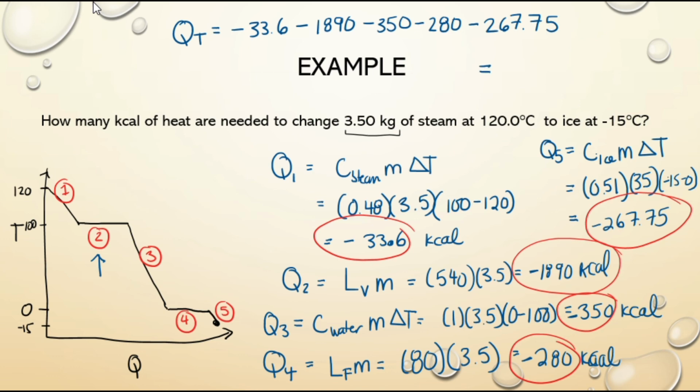And we get negative 2821.35 kilocalories. So if we take 120 degrees Celsius steam and cool it down to ice at negative 15, we are going to release this amount of heat. And notice where we're going to release most of it. Such a bigger number.